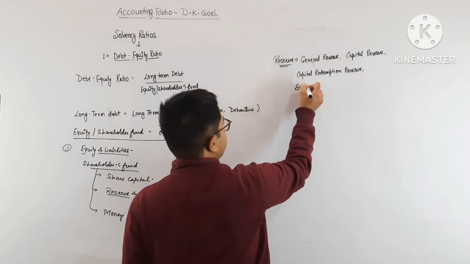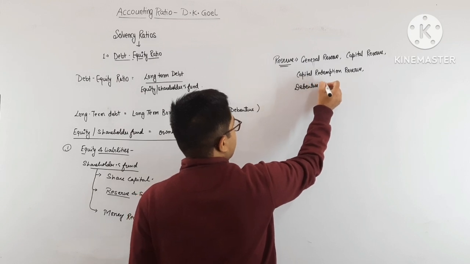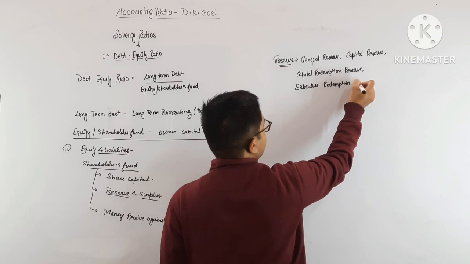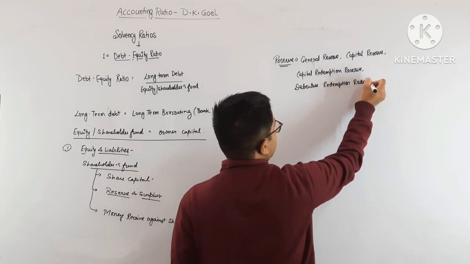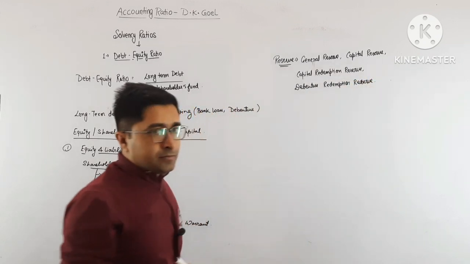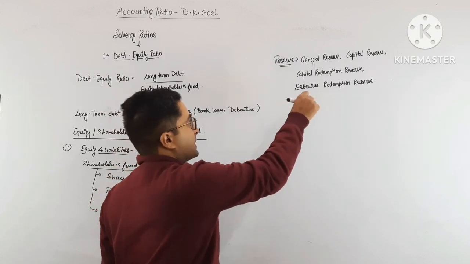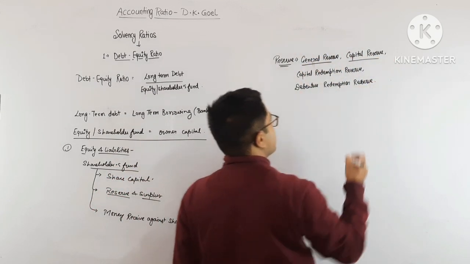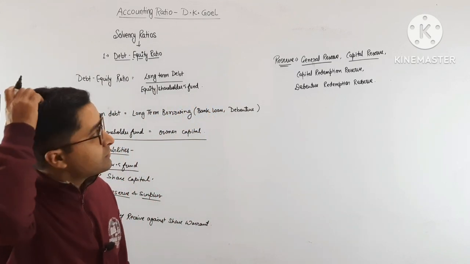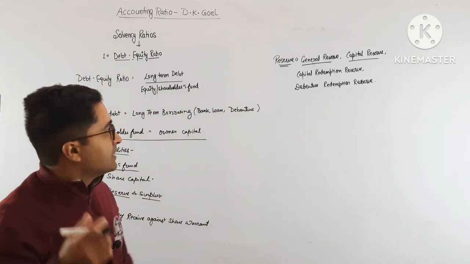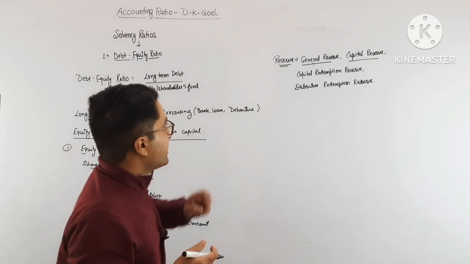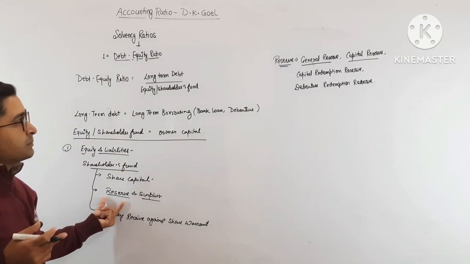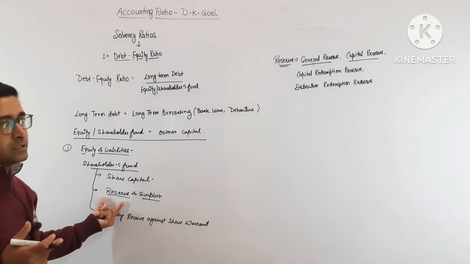Debenture redemption reserve. Okay, so basically all these reserves come under the reserve point. General reserve and capital reserve are important, and they will come in your questions. Now reserve is completed. What will come under the reserve? General reserve, capital redemption reserve, debenture redemption reserve.